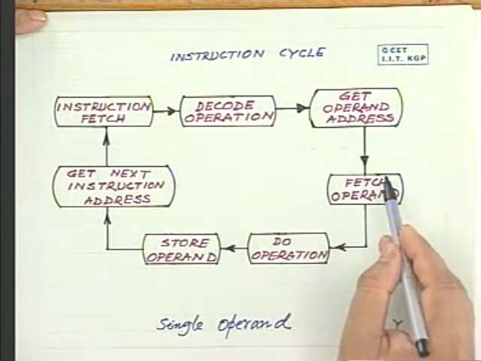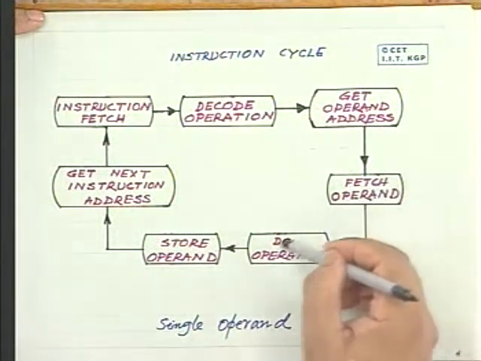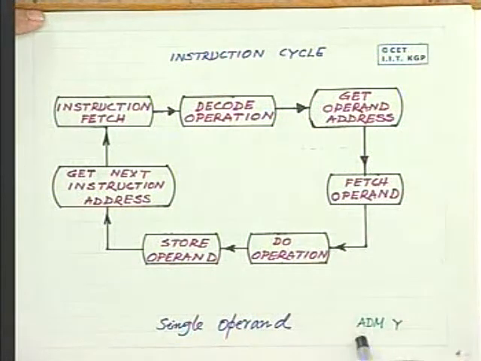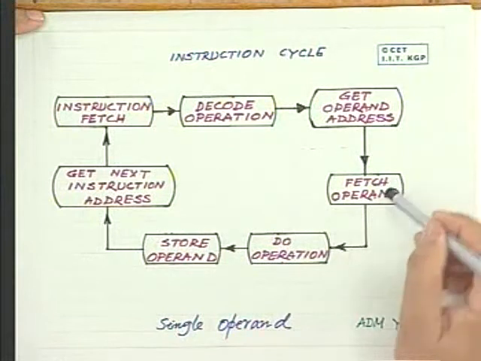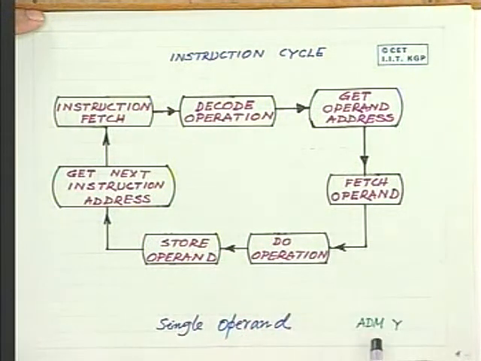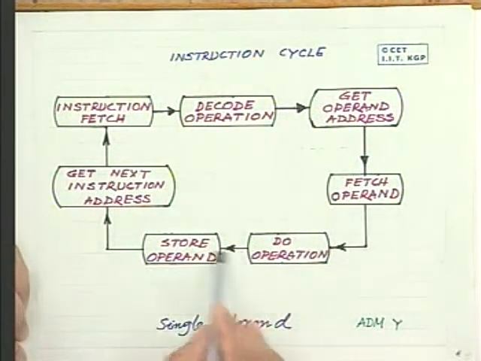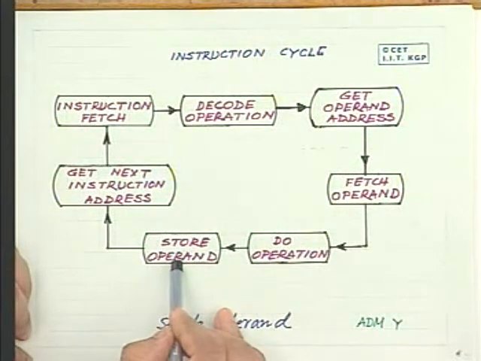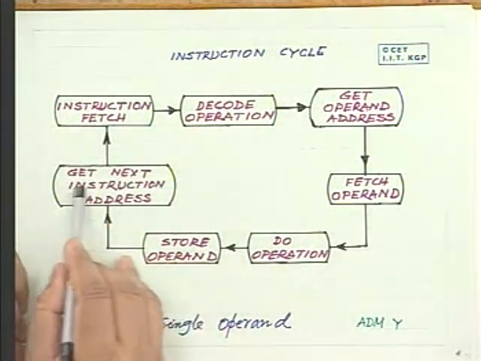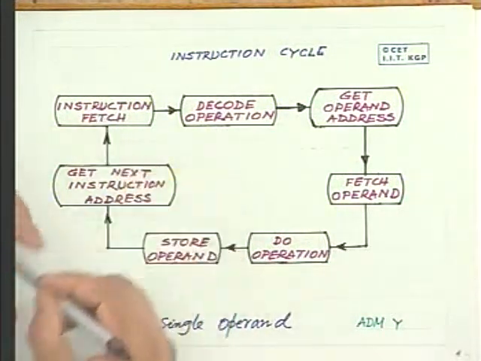Now fetch the operand. Not all these steps apply every time; for example, this is the situation in the case of an add memory Y. Here the operand Y has been fetched. Then the operation is done, that means the add memory operation is executed here, and then store operand. Since it's an accumulator based machine, the operand is automatically stored in the accumulator, and then we get the next instruction address from the program counter, and instruction fetch starts once more.